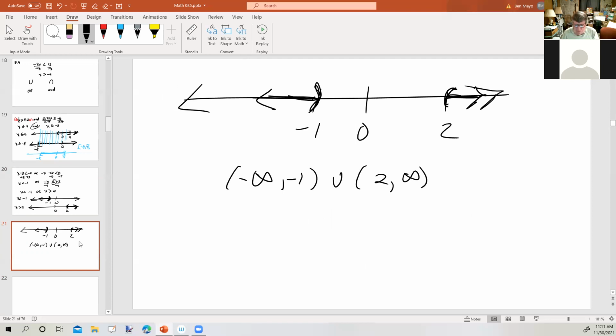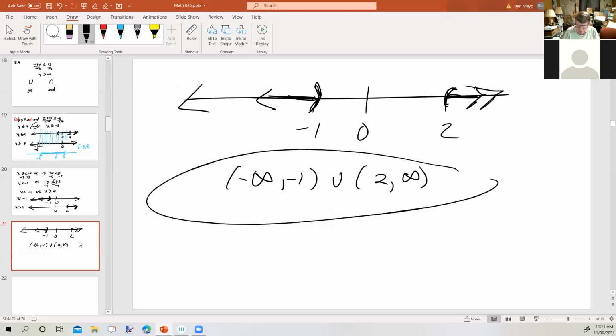They don't overlap. It's like I used Hawaii as the example, two different islands, still part of the same group, but geographically separated. So there are two different intervals that make up the solution.